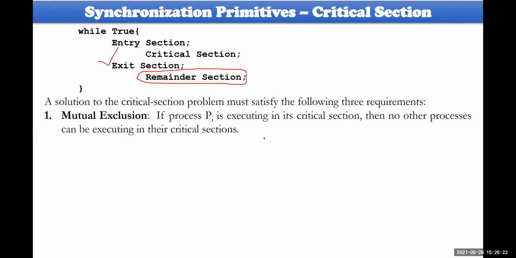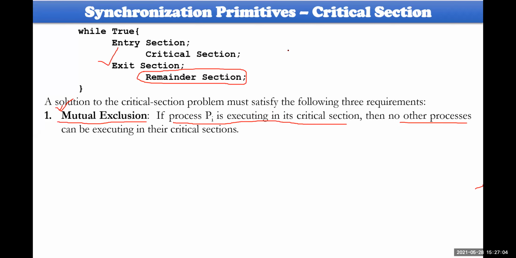So the critical section must always satisfy the following three requirements. The first one is mutual exclusion. As far as concurrent and parallel programming is concerned, mutual exclusion is very, very important. We will discuss mutual exclusion in an effective manner right from the second unit onwards. So what is mutual exclusion here? If a process Pi is executing in its critical section, no other process can execute in its critical section.